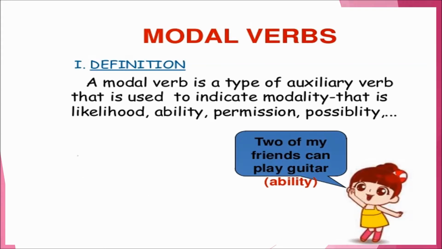Now let's see the definition of a modal verb. A modal verb is a type of auxiliary verb that is used to indicate modality, that is likelihood, ability, permission, possibility, etc. Now let's see one example sentence. Two of my friends can play guitar. Here, can is a modal verb. Can is used to express ability.